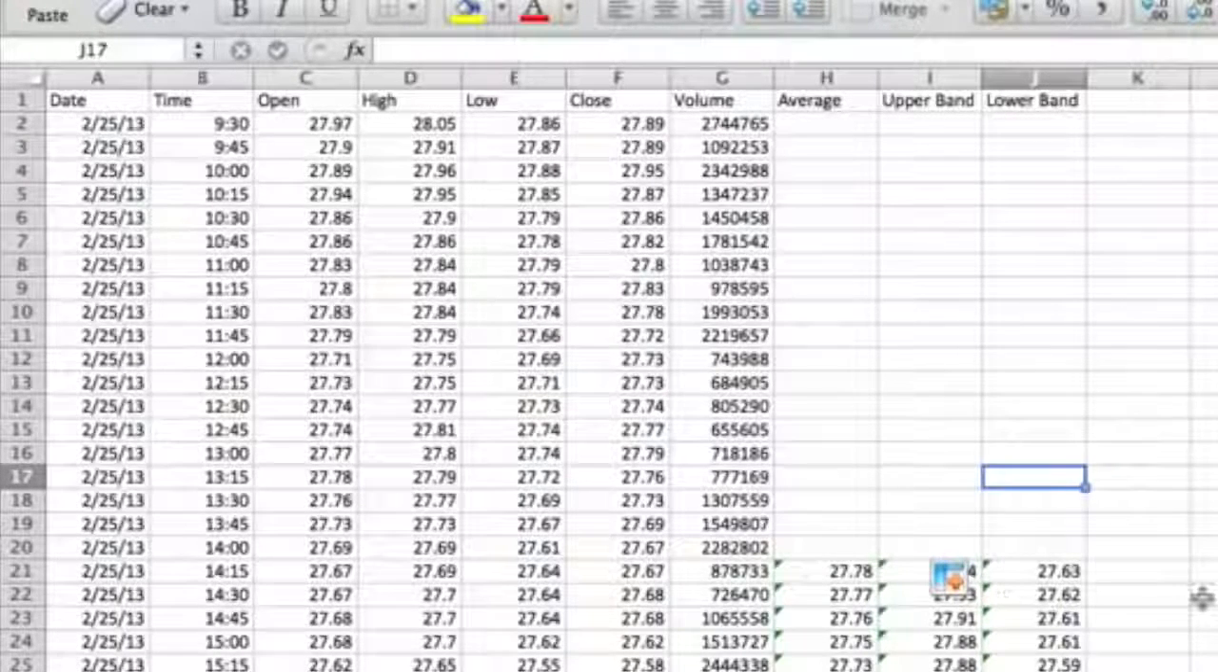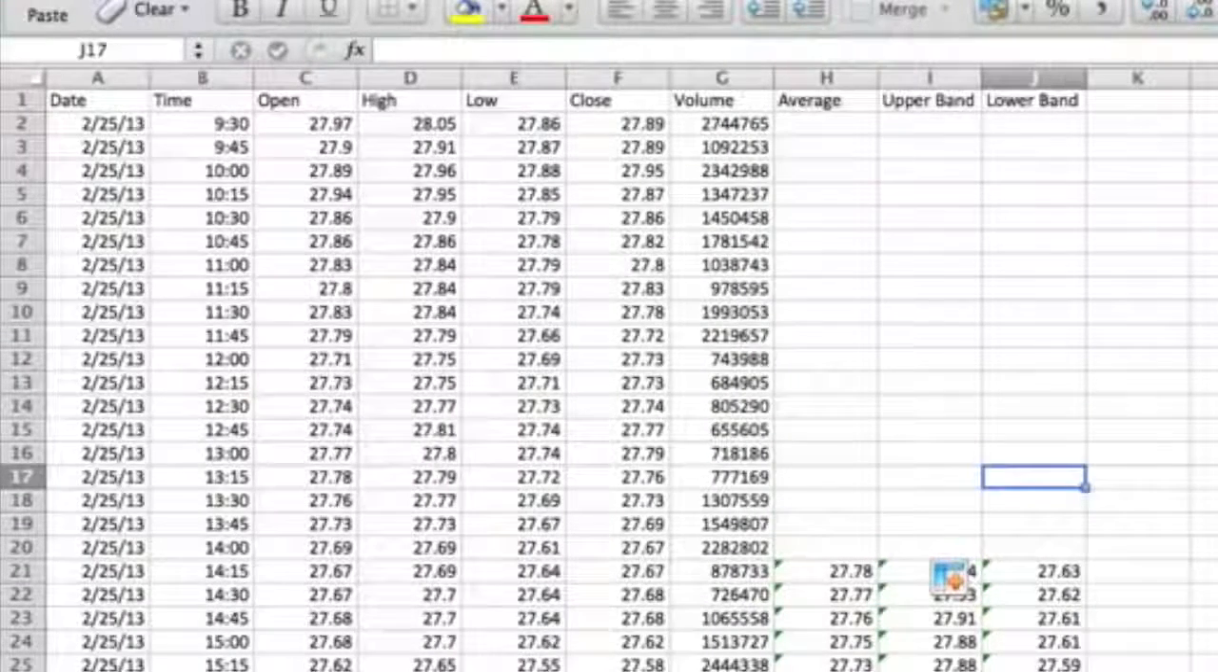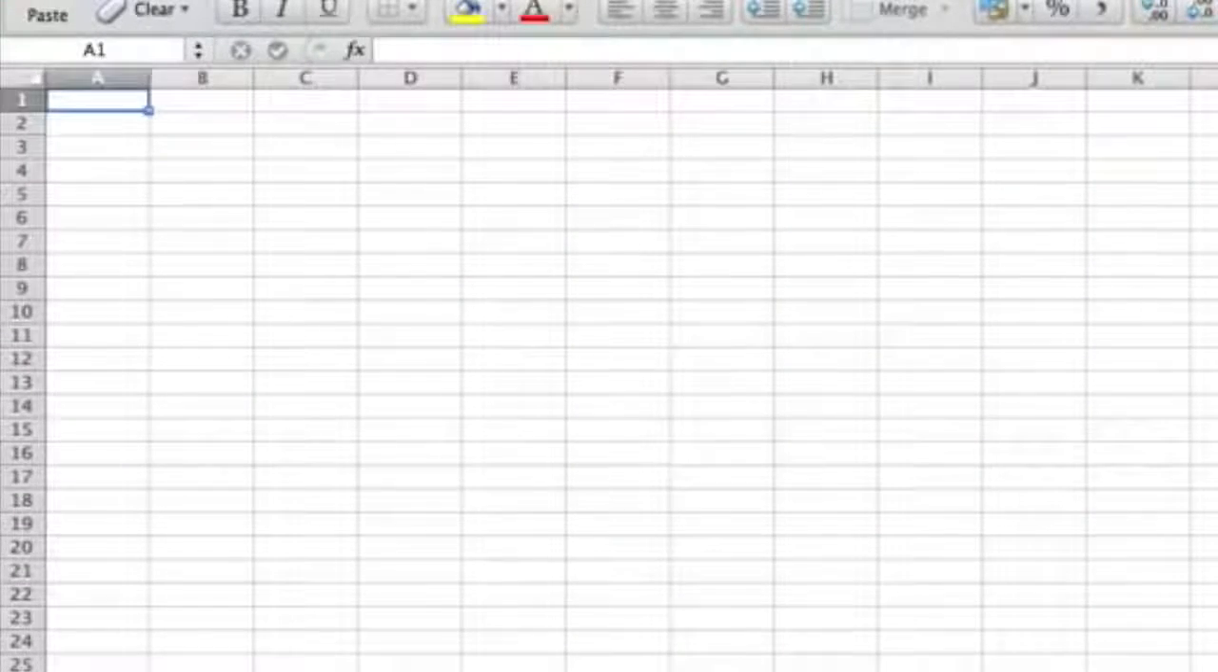And what we want to do now is graph this. So we'll open a new sheet, put in graph.